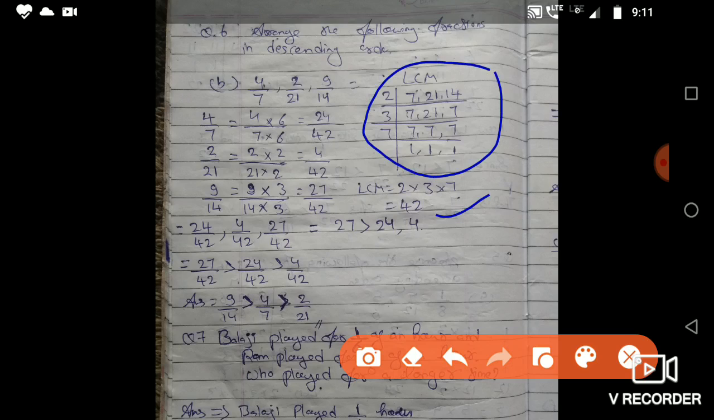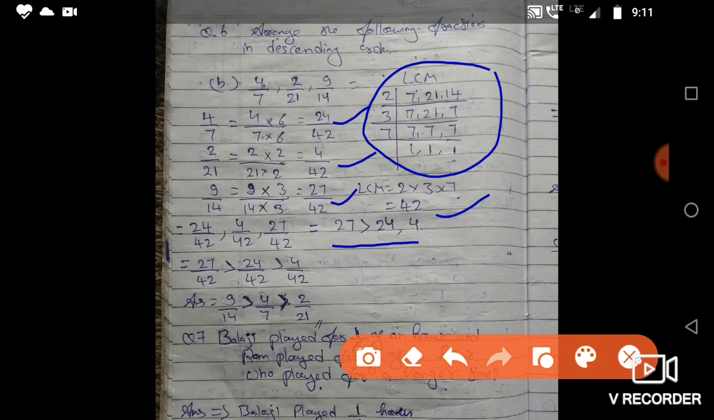So here we change all the denominators and numerator values by using the LCM method. So first answer, that is 24 upon 42. This is our first proper fraction. Next proper fraction 4 upon 42, and third proper fraction 27 upon 42. Next here we write in a line 24 upon 42, 4 upon 42, 27 upon 42. Next we arrange these fractions into descending order. 27 greater than 24 and greater than 4.